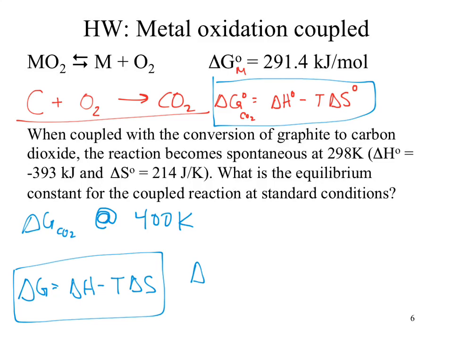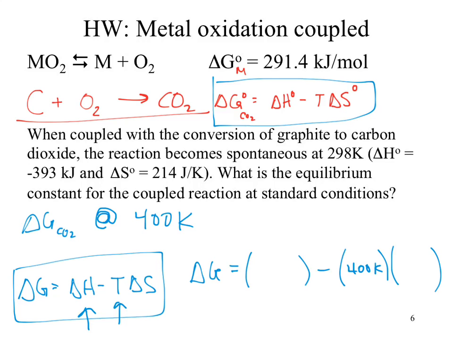Well, it's going to be delta G. Delta G is equal to our delta H at 400 Kelvin minus our temperature, which will be 400 Kelvin, times our delta S. What values do we plug in for our delta H and our delta S? So this is an interesting question. What are you saying? Delta S in joules, we convert it to kilojoules first.